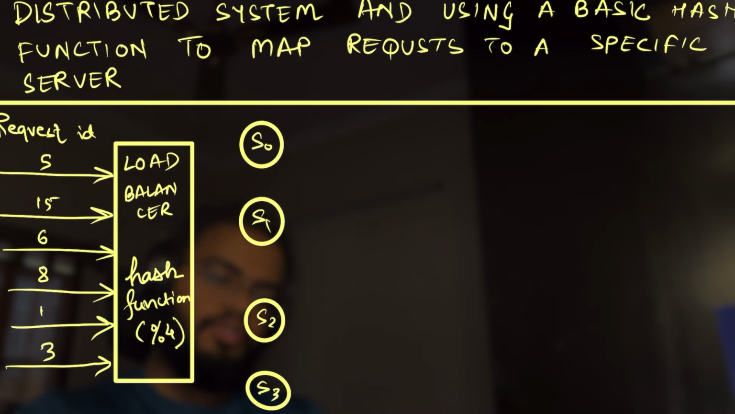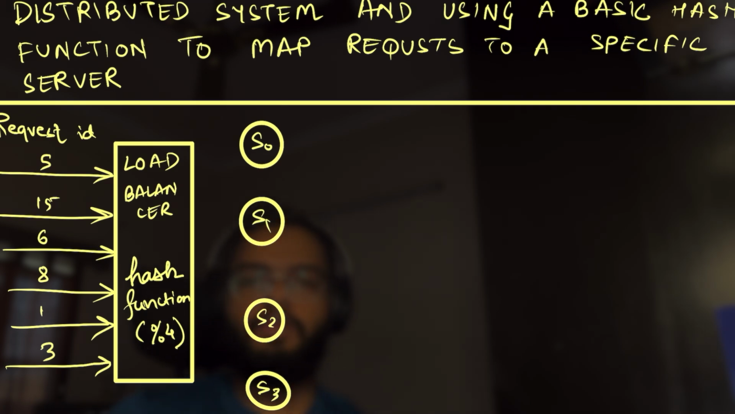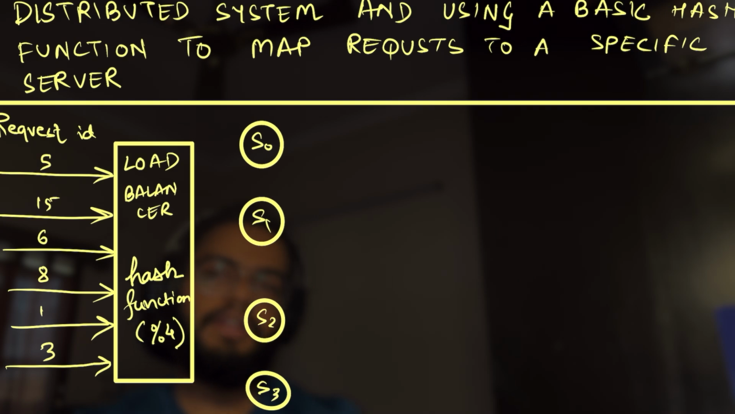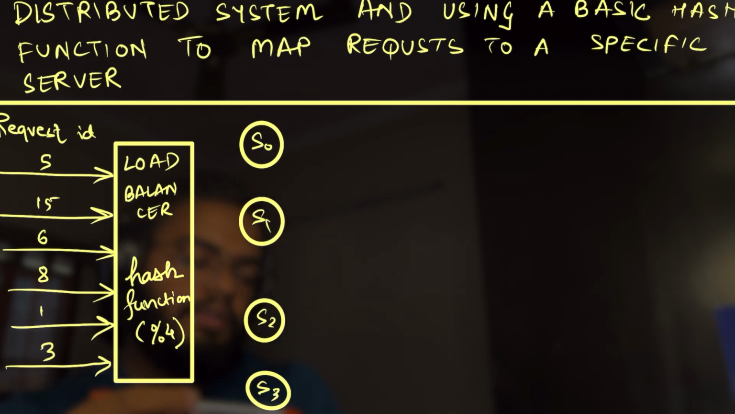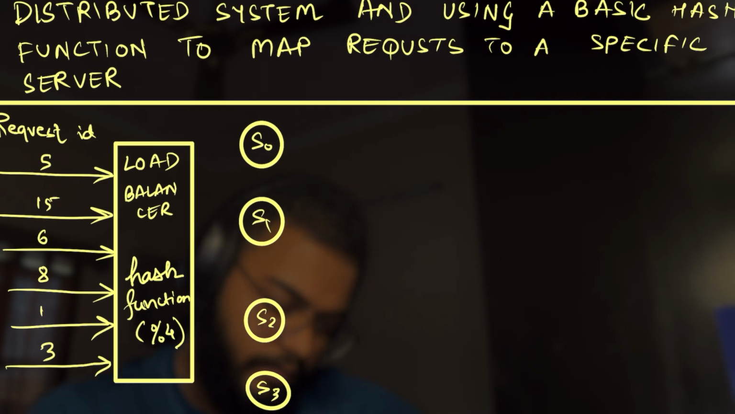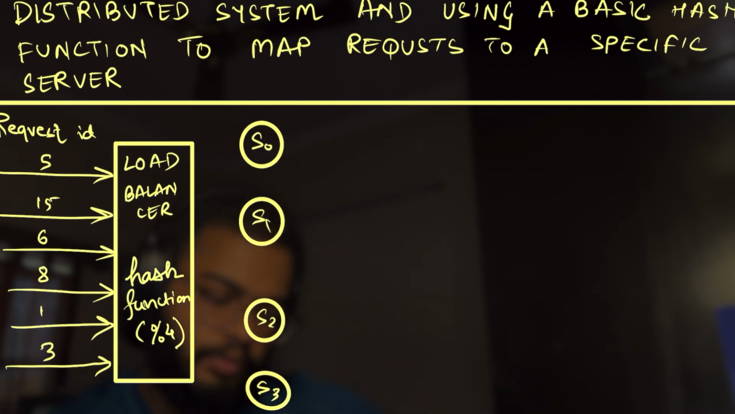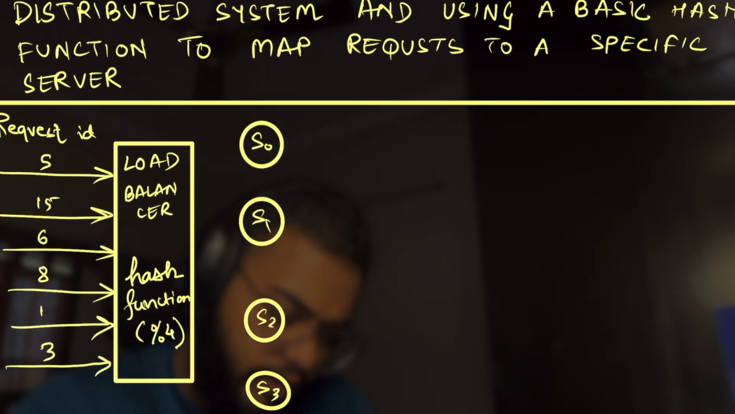Now we come to the next topic: distributed systems. As you know, in today's world there is so much data that we cannot handle it with just a single server. We need multiple servers to process that amount of data. In a distributed system, we can use a basic hash function as a load balancer. Let's say we have a load balancer with a hash function of modulo 4, and we have request IDs 5, 15, 6, 8, 1 and 3.